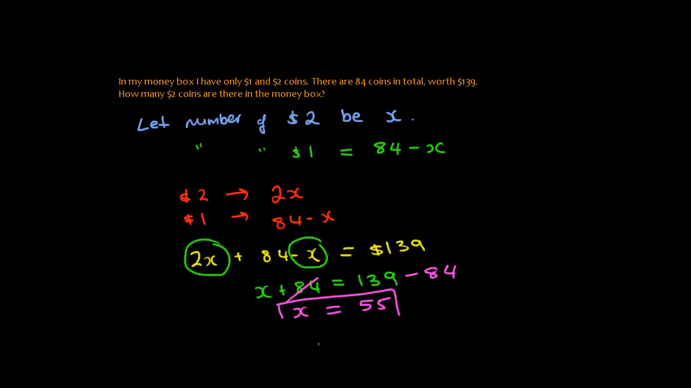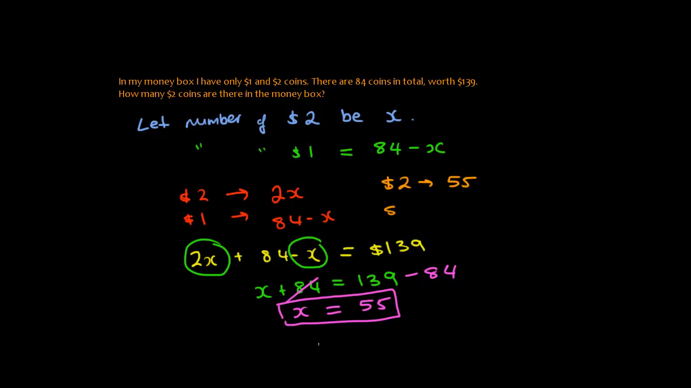Remember, let's not stop there. We need to actually figure out what x was representing. Well, x represented the number of $2 coins. The question then says how many $2 coins are in the money box. That's actually answered our question. So for the number of $2 coins, there were 55 coins.